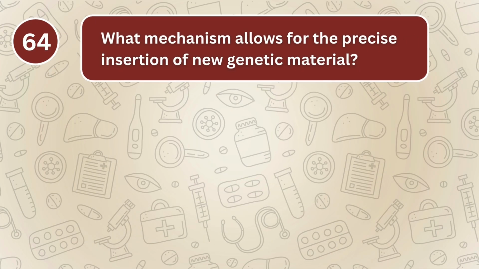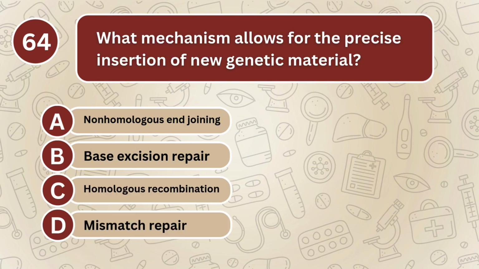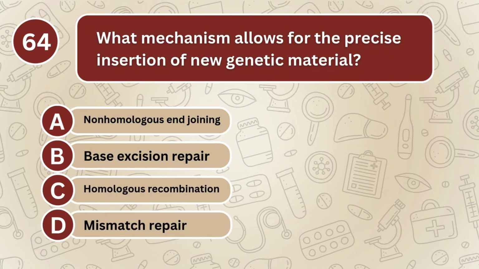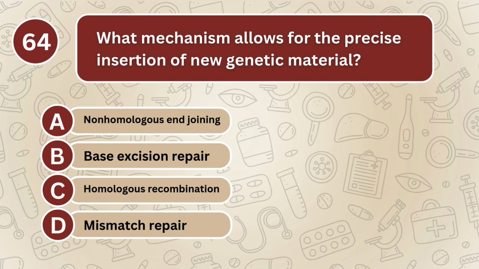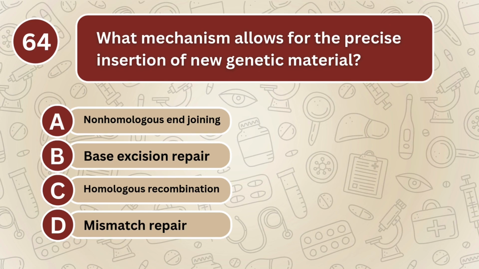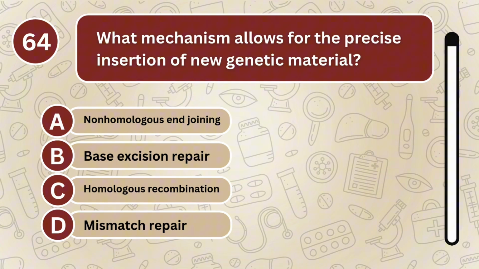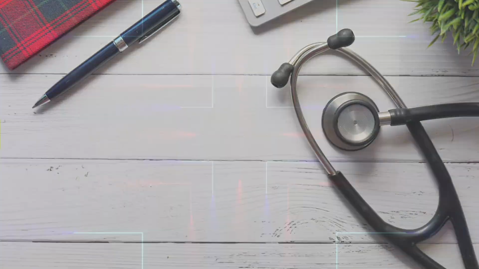The final question. What mechanism allows for the precise insertion of new genetic material? A. Non-homologous end joining, B. Base excision repair, C. Homologous recombination, or D. Mismatch repair? Please comment down your answers.